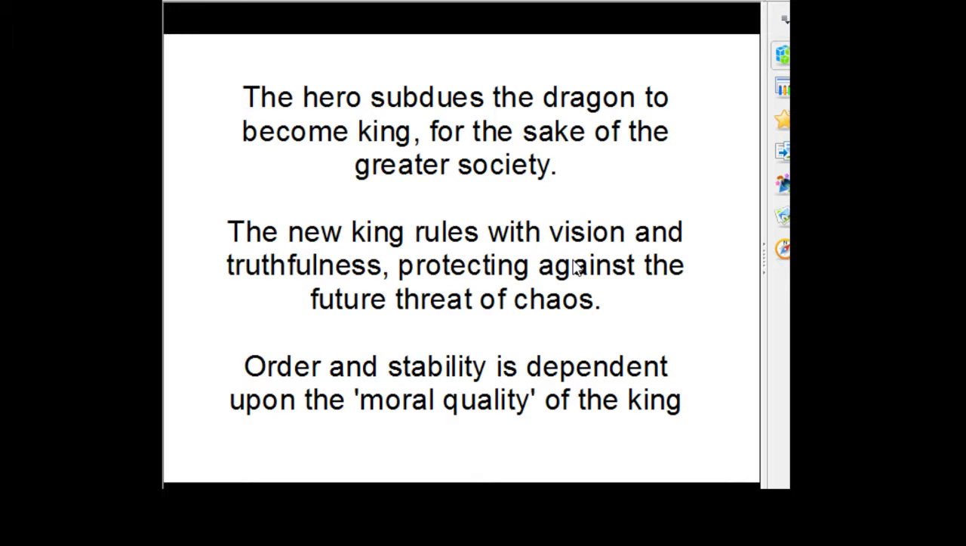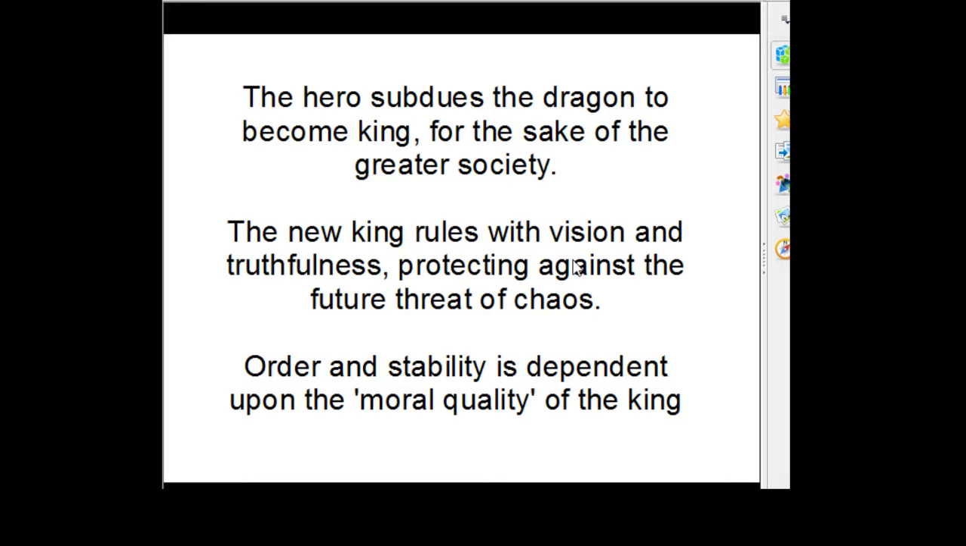They have to rule with vision. They have to be able to perceive the situation correctly. First, they have to be able to identify chaos when it shows itself, and they have to be able to envision the correct future for society. And they also have to rule with truthfulness.